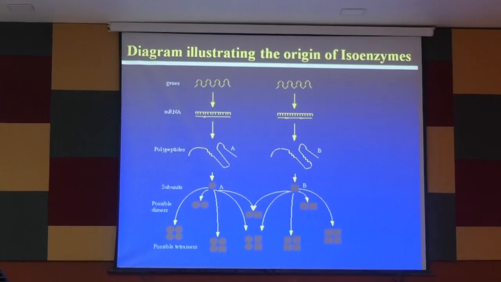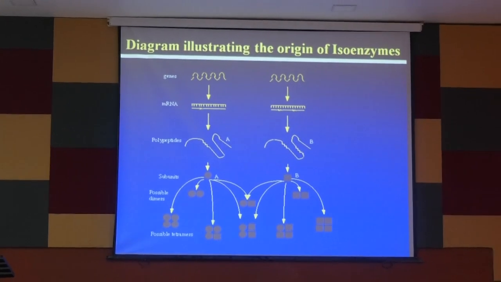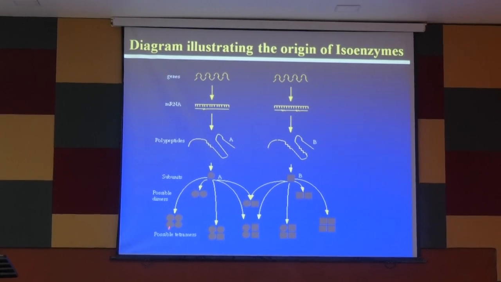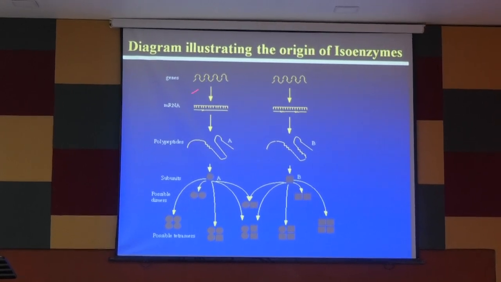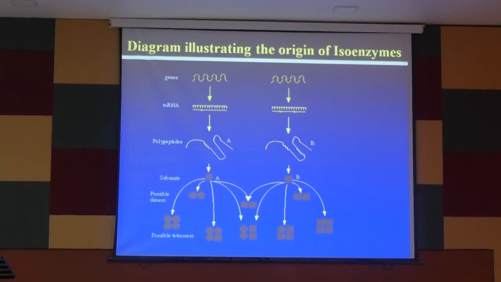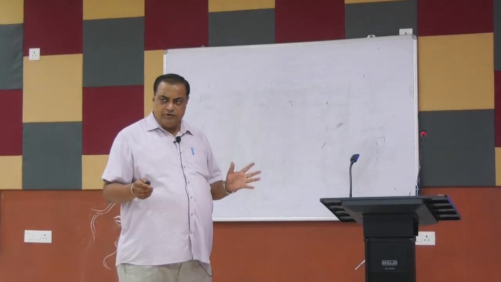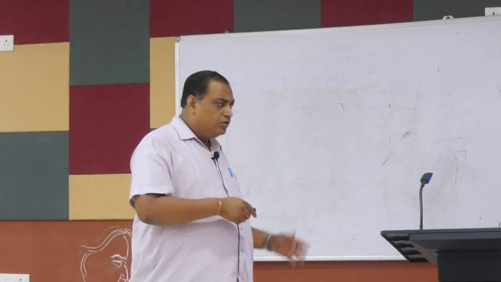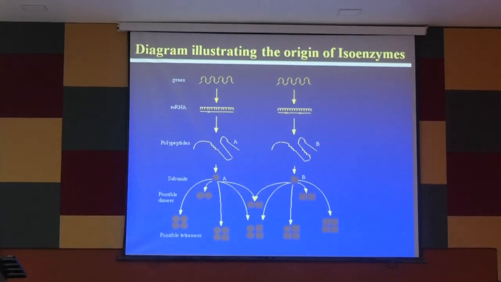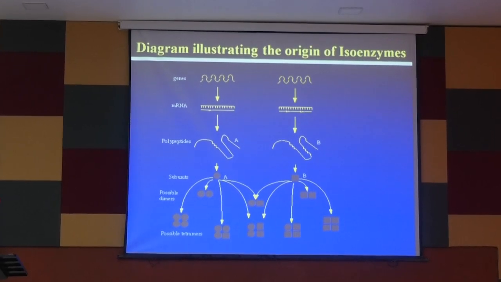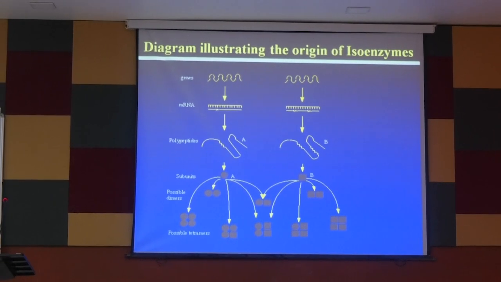Now this one shows how they differ by the difference in the types of subunits. See, the genes produce different mRNA. One mRNA produces polypeptide A, another mRNA produces polypeptide B. So a combination of A and B in varied numbers will show different isoforms of the enzyme. Okay, so this one is an example for LDH.